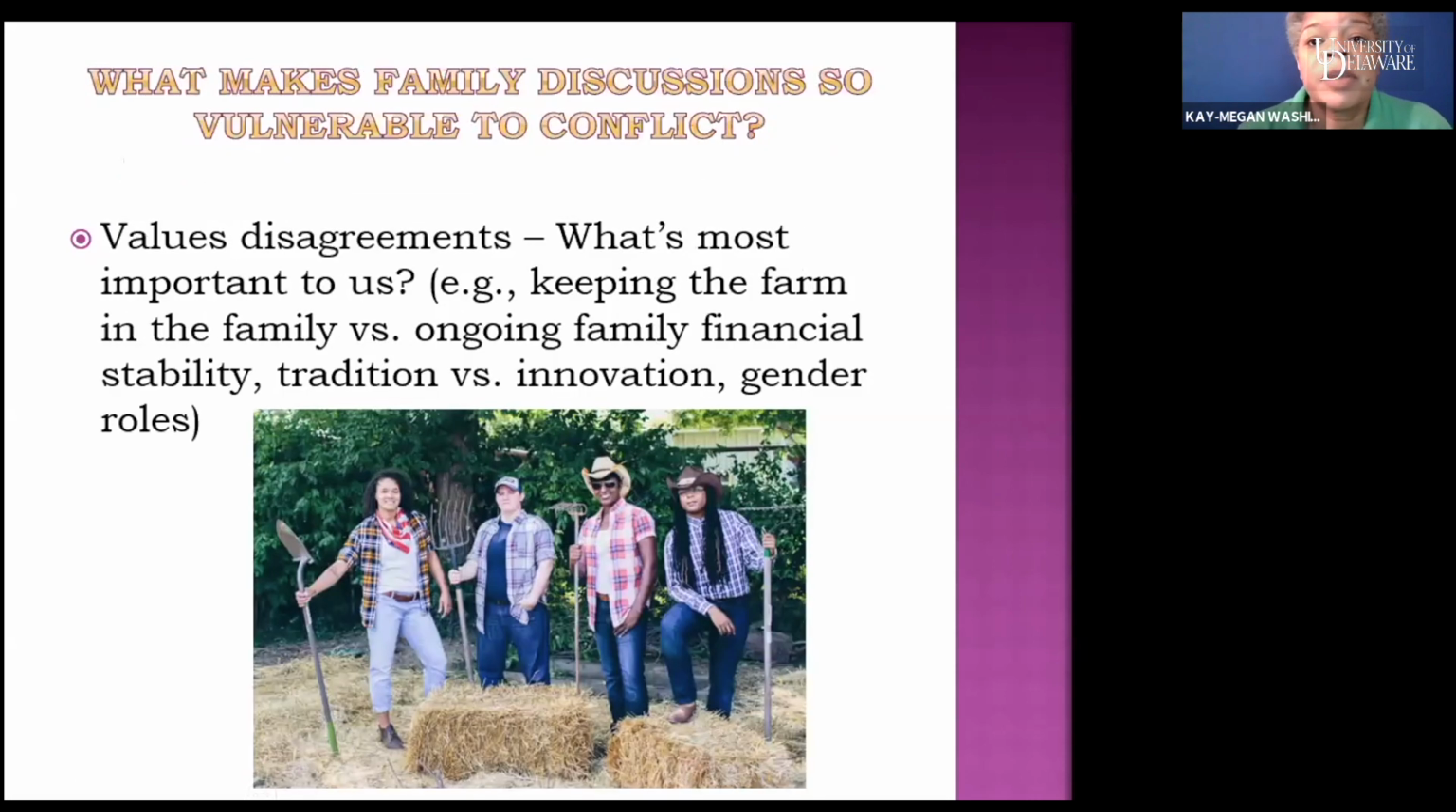Other things that can make family discussions vulnerable to conflict. Somebody had mentioned politics earlier, values disagreements. People can have very different ideas about what's most important to us. So in some families, there can be a discussion or a dispute around whether it's more important to keep the farm in the family and keep the farm intact, or whether it's more important for the family to have ongoing financial stability.